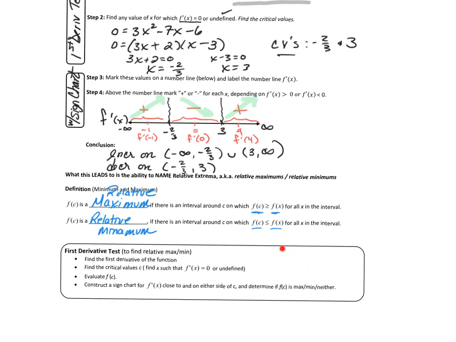Here are the steps that we used. Don't forget your sign chart. Remember, the work you show to prove what you're doing is just as important as the final answer.